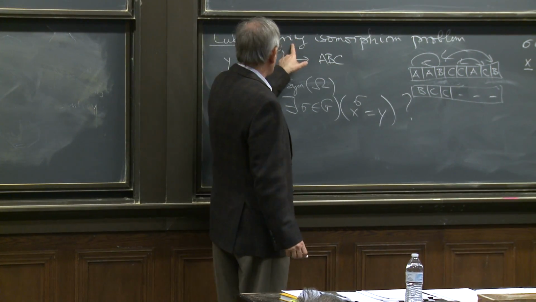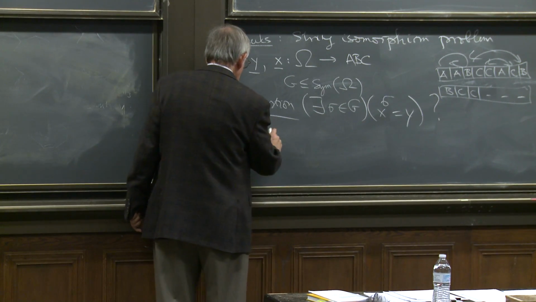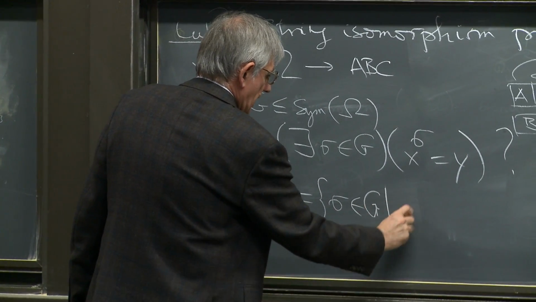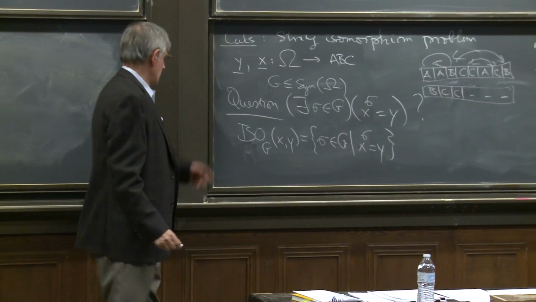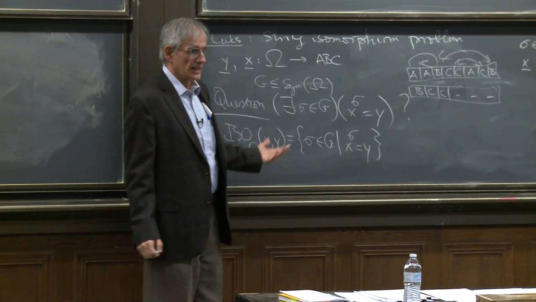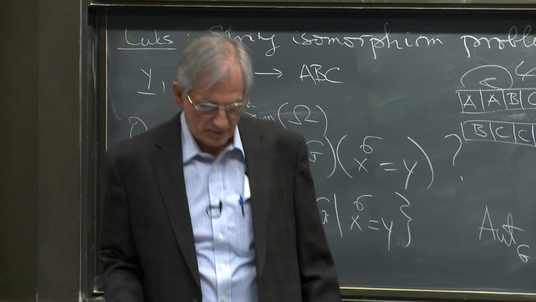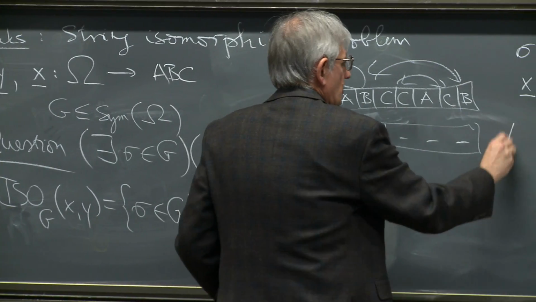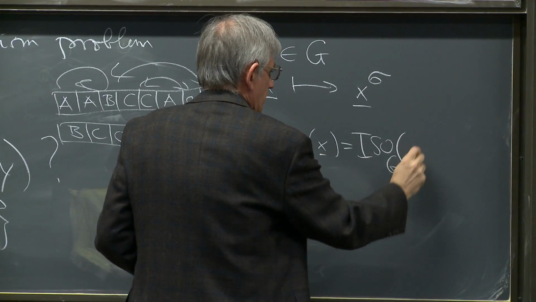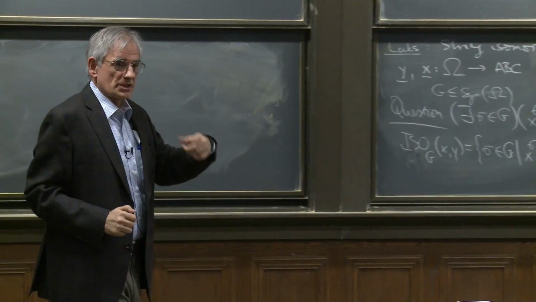So this is isomorphism with respect to a prescribed permutation group, and I will refer to this as G isomorphisms. In fact, I like to write down the entire set of those isomorphisms. So iso sub G x y is the set of those sigma in G for which x to the sigma is equal to y. That's the definition of the set that we are looking for. And if I apply it to x and x, then I get the automorphism group. So the automorphism group with respect to G of x is simply the set of isomorphisms with respect to G of x with x.